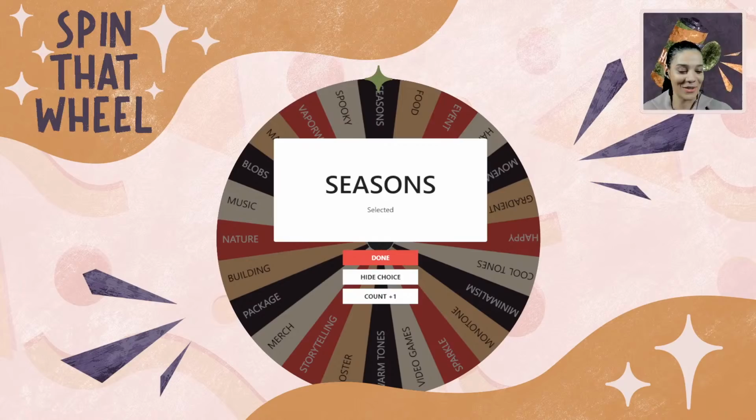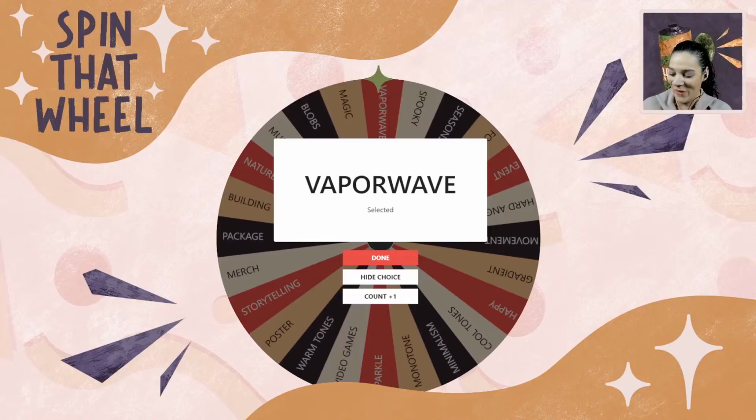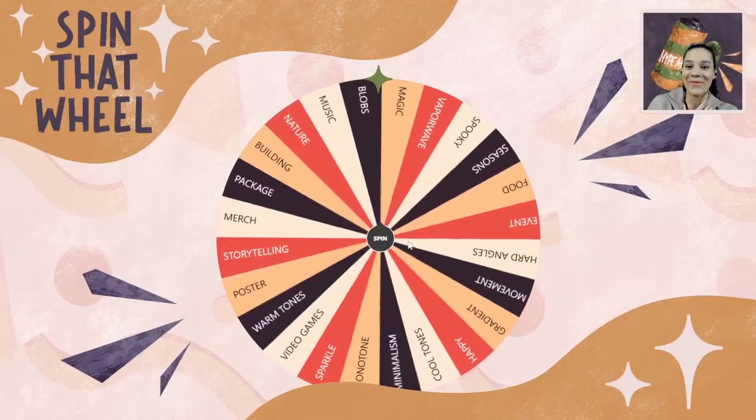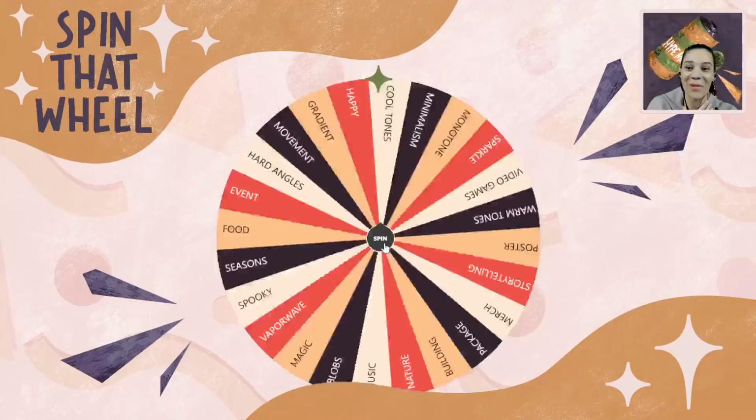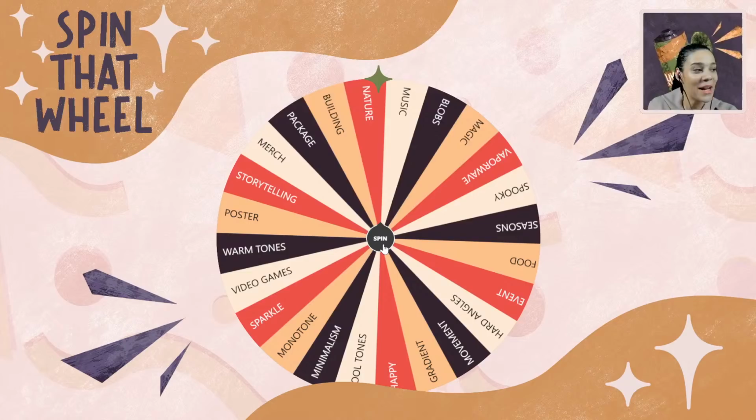We got two more. Vaporwave. Ooh. Okay, guys. All right. Okay. Last one. What is it? No more blobs. Blobs just wants to be a part of this game so bad, and it's not gonna happen. Seasons again. Come on. Help me out. Help sister out. We've had nature before. I need more words for this wheel, folks. Give us one good one. Music. Okay, music.